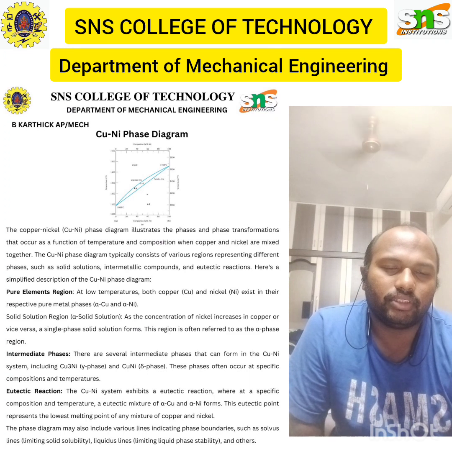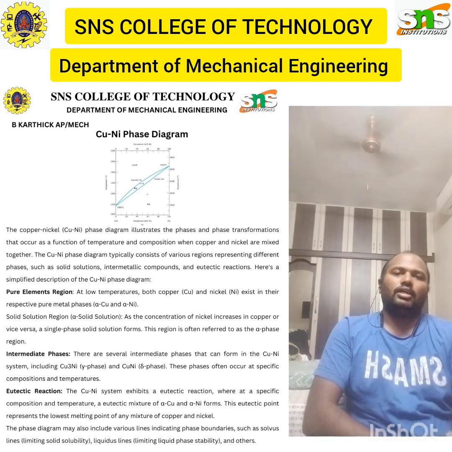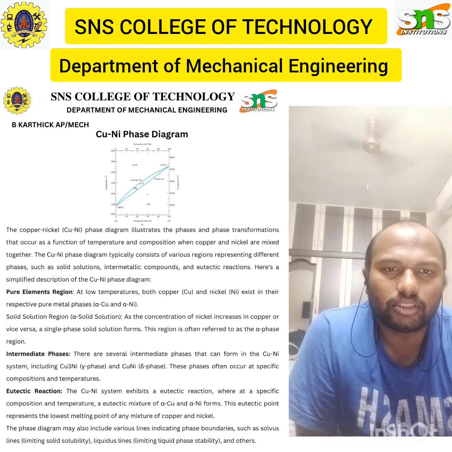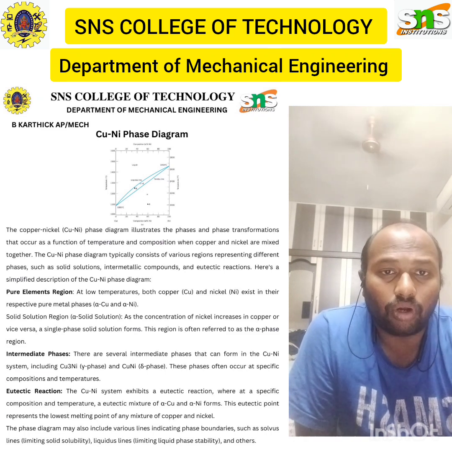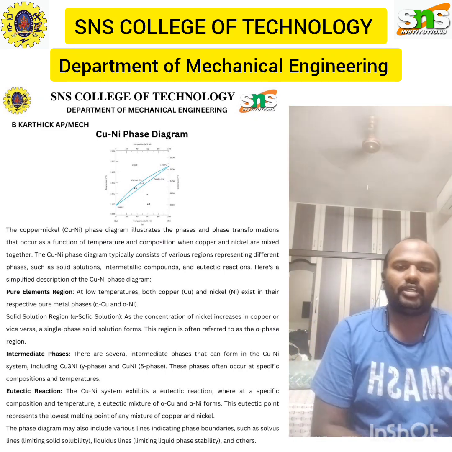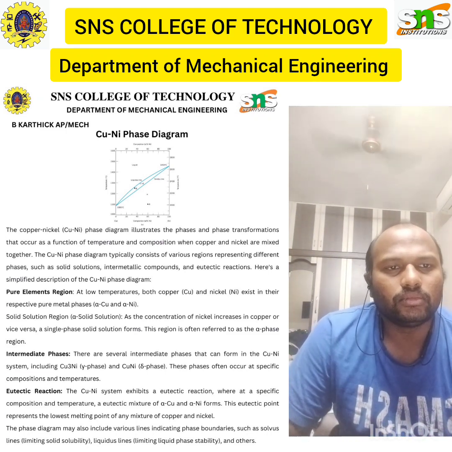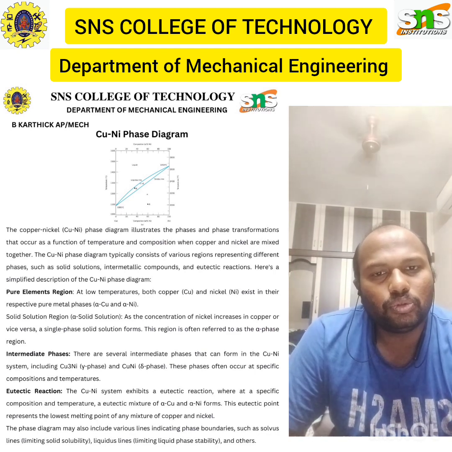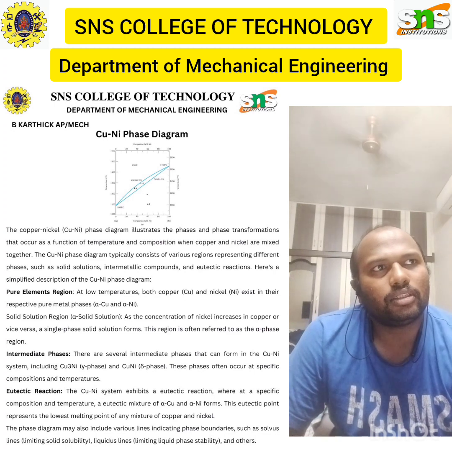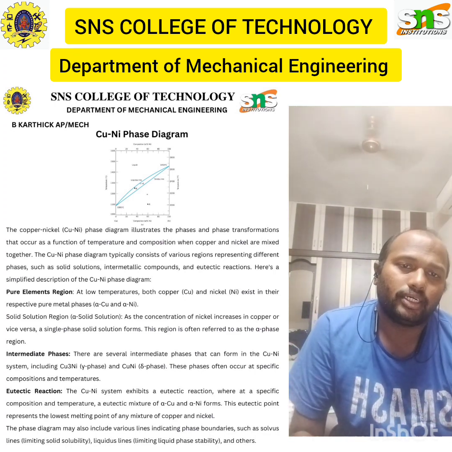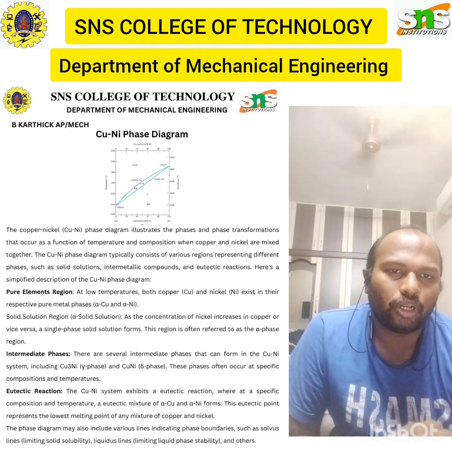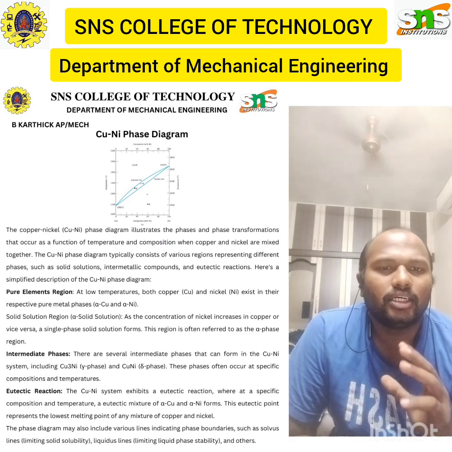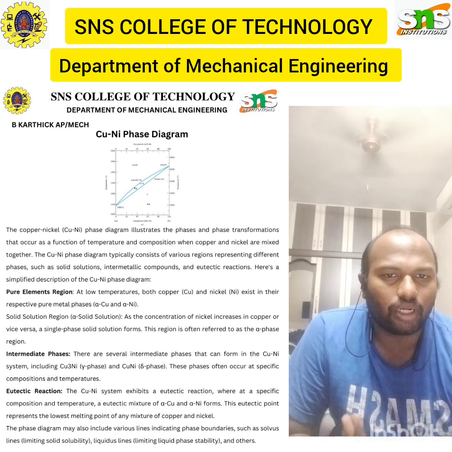From these phase diagrams we can easily say, for a particular temperature and a particular percentage of any element, what component or what phase is formed, either liquid, solid, etc. So this copper nickel phase diagram looks like a graph where, at a particular point, we can infer what type of solution, what type of solubility, or what type of solid solution is formed.